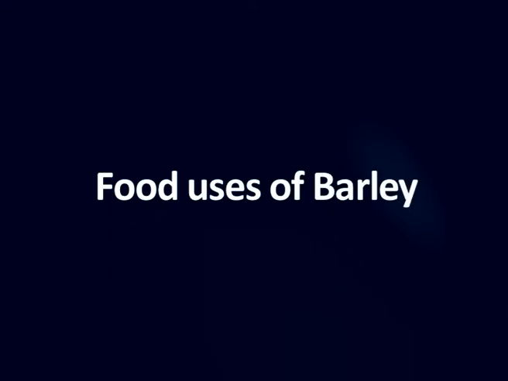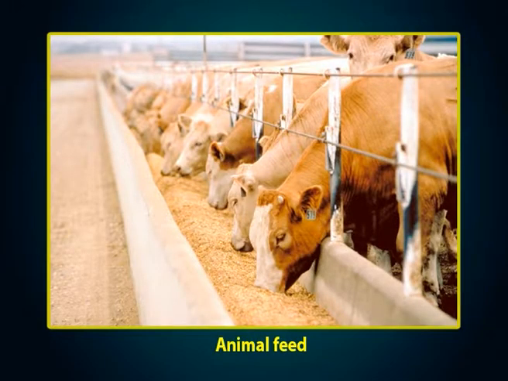Now the food uses of barley. The major use of barley is as a component of animal feeds. It's also used in some foods for humans. Barley may be roasted and ground, the product being extracted with hot water to provide the basis of hot drinks used worldwide as caffeine-free health drinks.